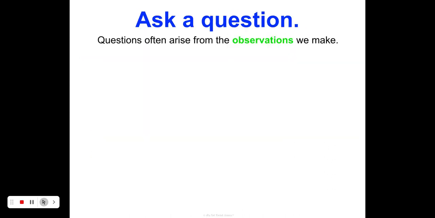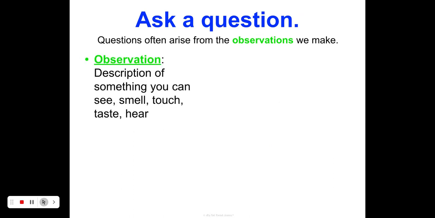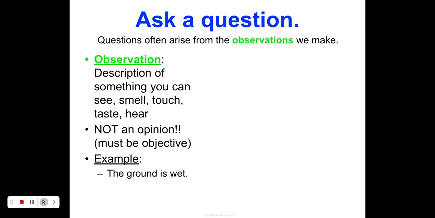So in the asking question phase, questions often arise from observations that we make. An observation is a description of something that you can feel with your senses: seeing, smelling, touching, tasting, or hearing. It is not an opinion. It is something that is objective. If you say something is red, it's red. It's not going to be something else. An example: the ground is wet.